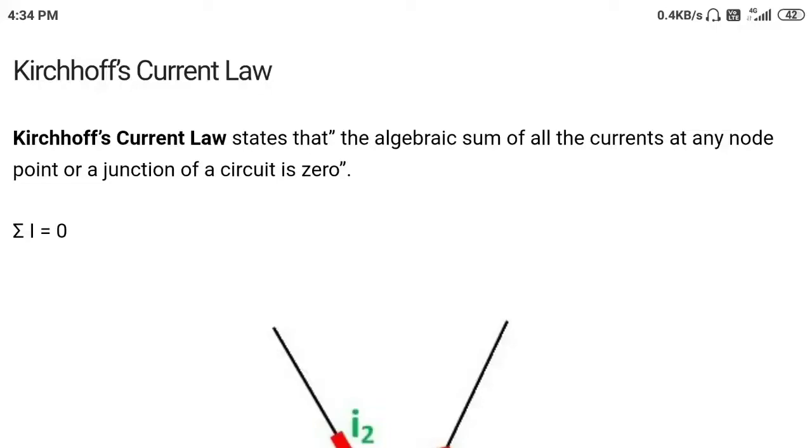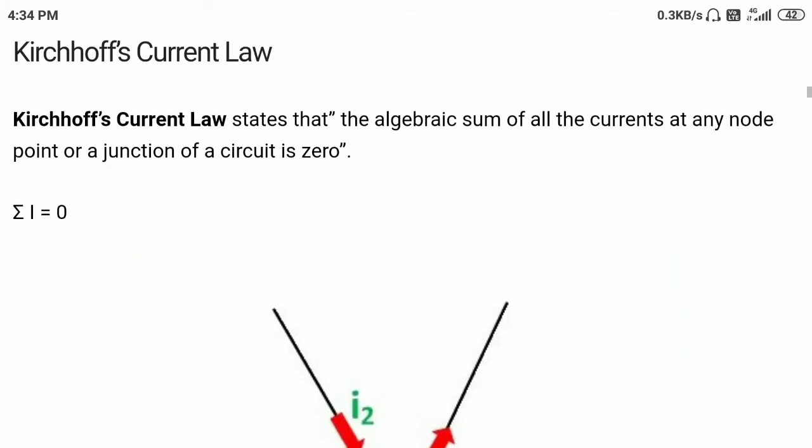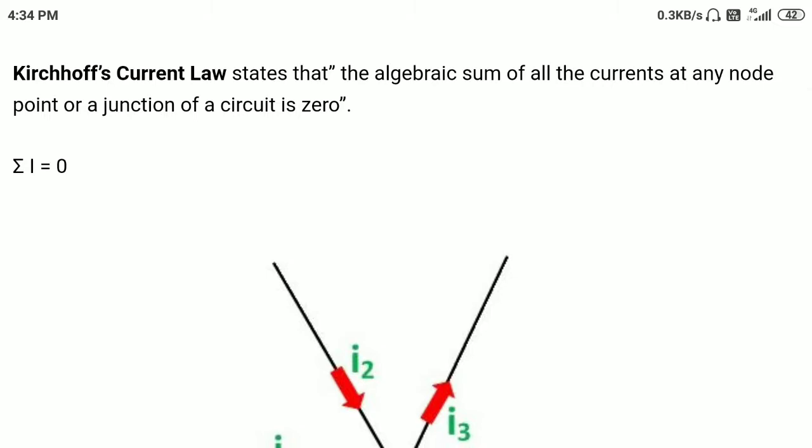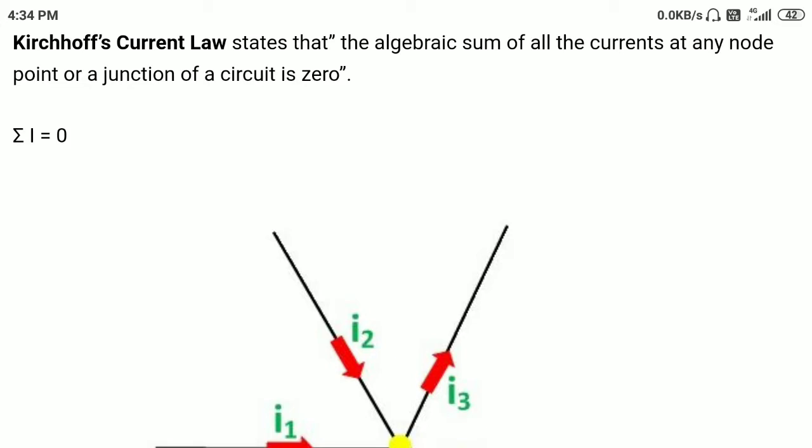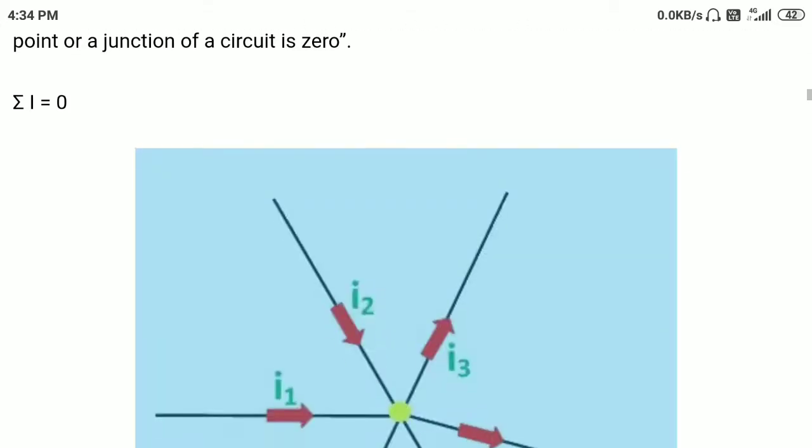So now the topic is Kirchhoff's current law. Kirchhoff's current law states that the algebraic sum of all the currents at any node, point or junction of a circuit is 0. Here, the summation of current is equal to 0 is written.